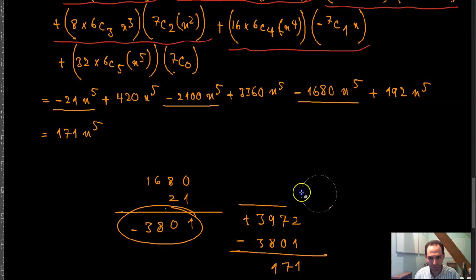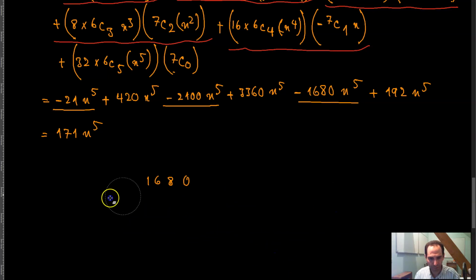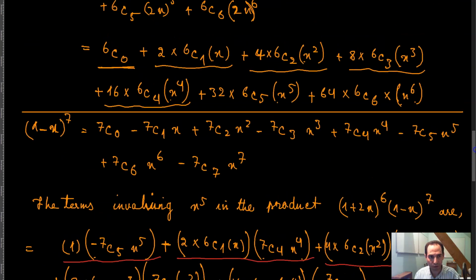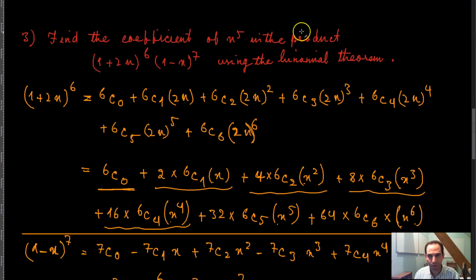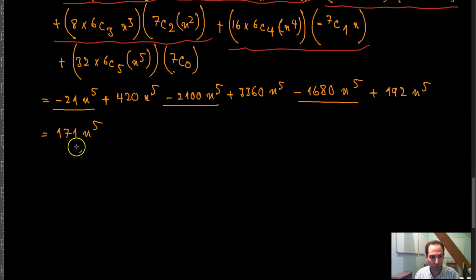Which means that the coefficient of x raised to the power 5 in this expansion, in this product, is actually equal to 171. That's the coefficient. That is question number 3. 171 is the correct answer.